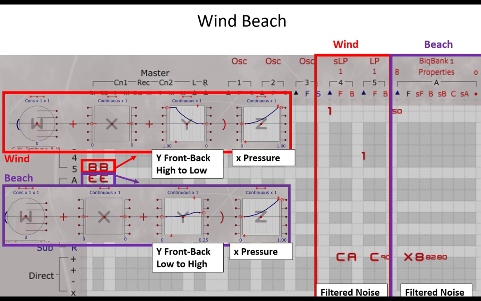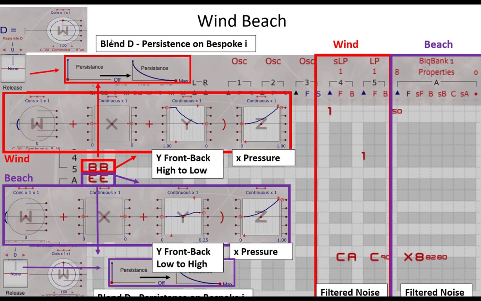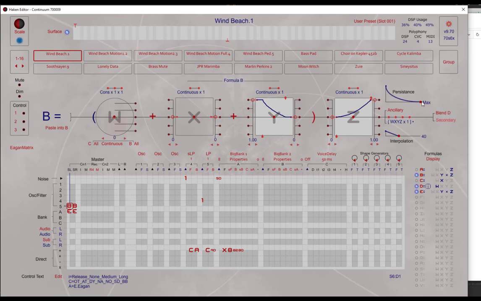Now, in addition to the inverted formulas, the WindBeach preset also uses a blend formula for persistence controlled by bespoke control 1 that is duplicated on both sides of the preset. This allows you to bring up the sustain on the preset based on the setting of your bespoke control. We'll bring up the preset, select Formula B. At the right, you'll see it uses a blend based on Formula D, where the primary is set to persistence equal to 0, and when I go to the secondary, persistence is set to max.